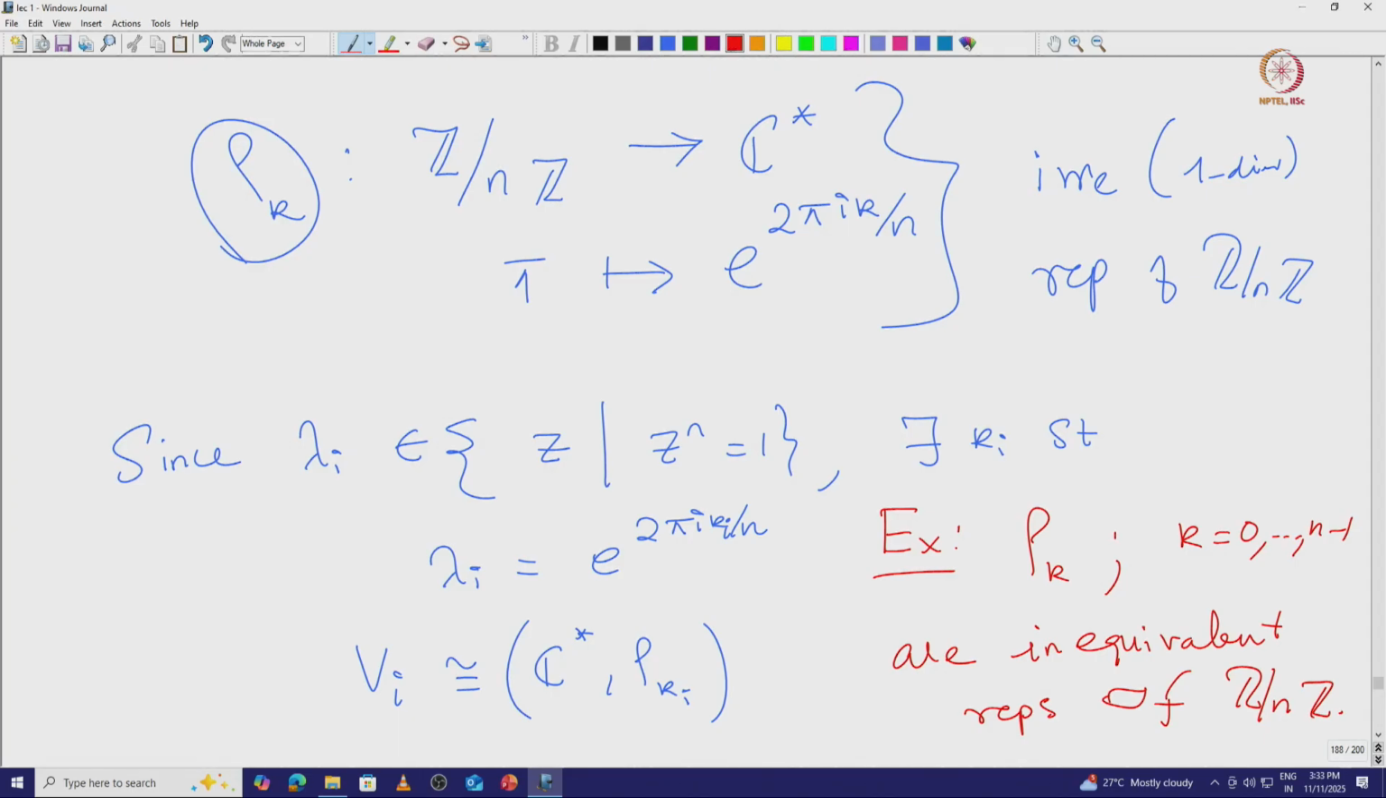So, we just proved that any finite dimensional representation of Z modulo nZ will be isomorphic to a direct sum of these rho k's with some multiplicities. So, this indeed proves that any finite dimensional representation of Z modulo nZ must be completely reducible. This is something very easy to prove for representations of cyclic groups.